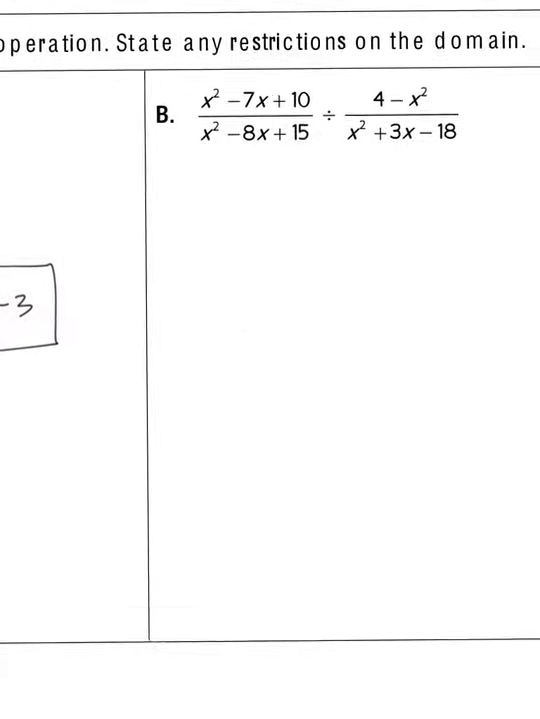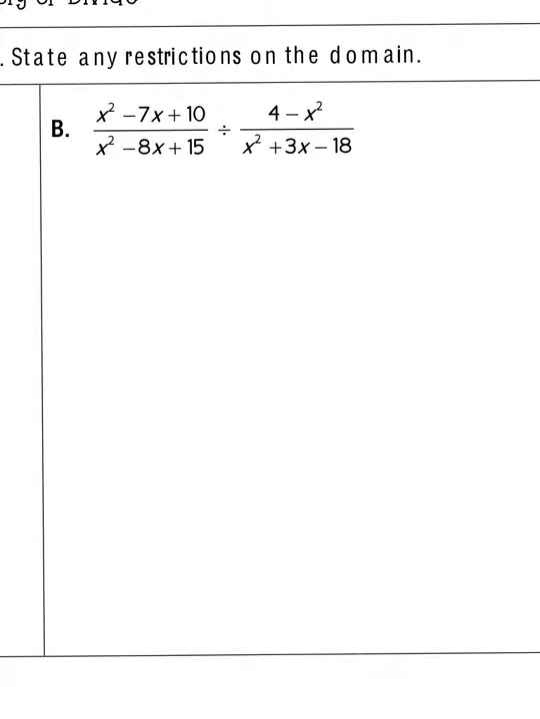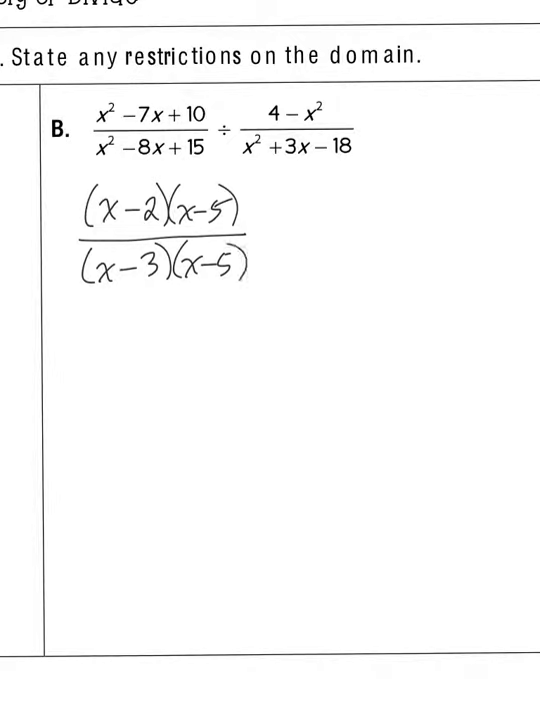All right, let's look at B. So for B, the first fraction factors as x minus 2, x minus 5. Its denominator factors as x minus 3, x minus 5. Then because it's division, we're going to change that to multiplication, and then we're going to flip this. Well, I've already started factoring, so I'm going to factor as I flip. So this becomes my numerator, so I'm going to put it here. So I'm going to start here at the bottom.